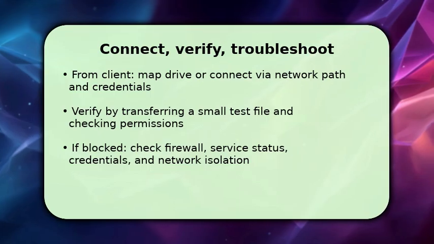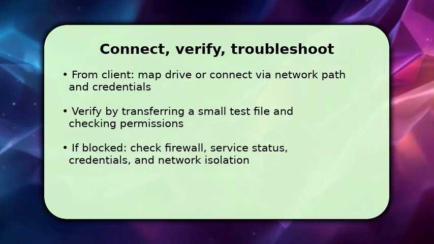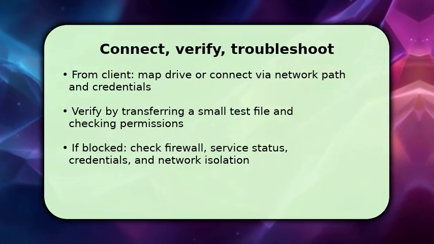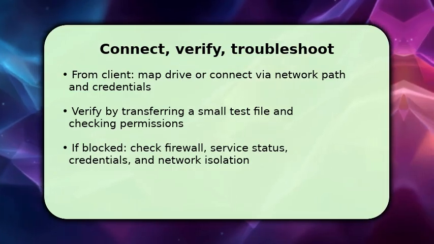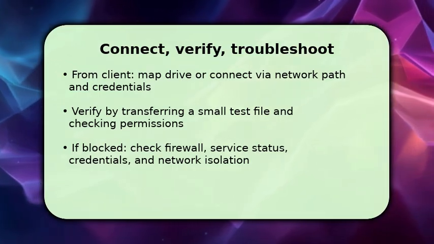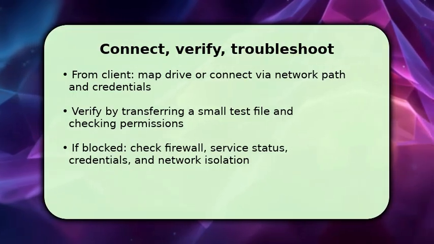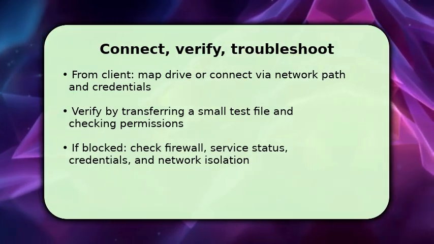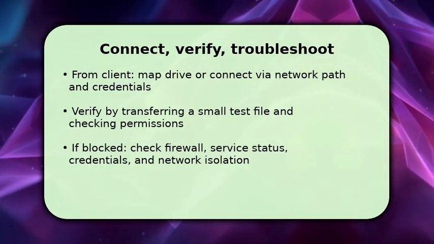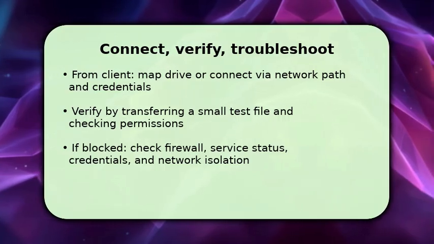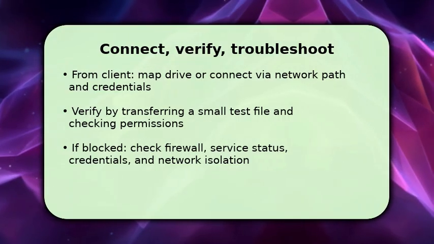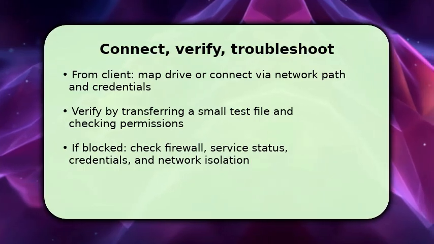On the client, map the network drive or connect with the share path and enter the admin or user credentials you set earlier. Then copy a small test file to confirm read and write behavior. If something fails, check the firewall and that the sharing service is running, confirm credentials and folder ACLs, and ensure guest or network isolation settings on routers are not blocking traffic.